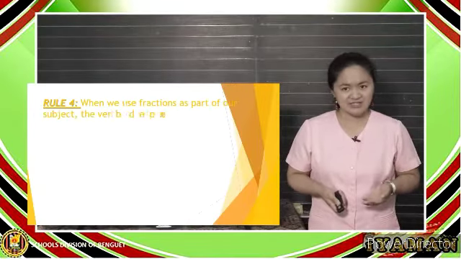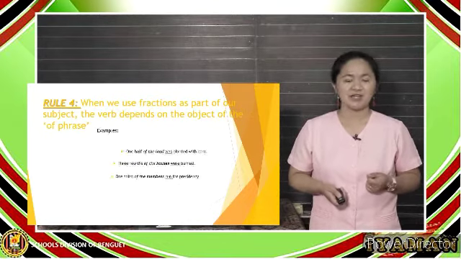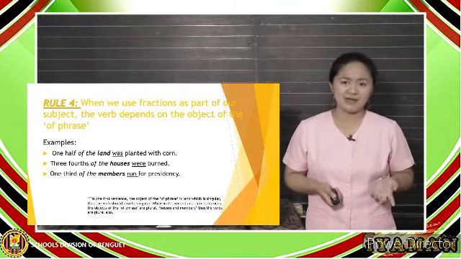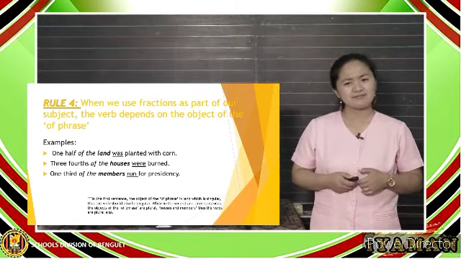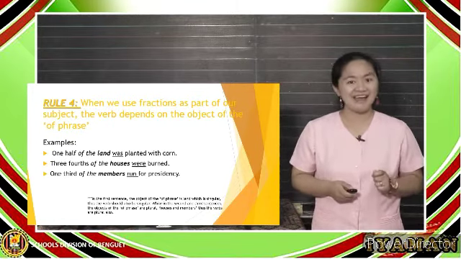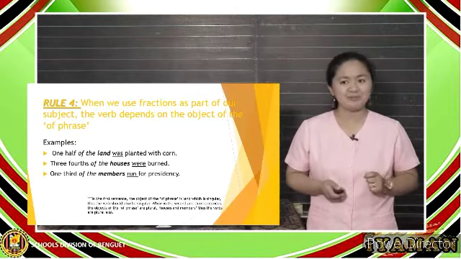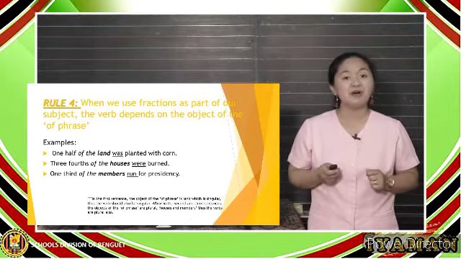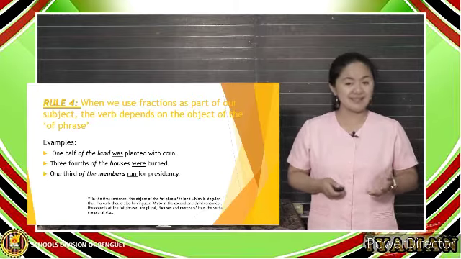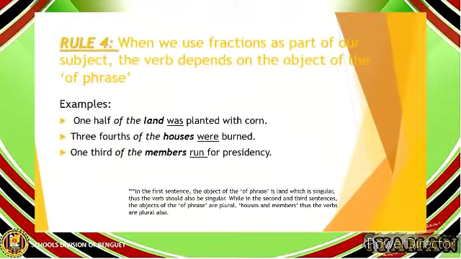When we use fractions as part of our subject, does the verb depend on the object of the of phrase? Yes, you're right. The number of the verb depends on the object of the of phrase. Let's study the following sentences. 1/2 of the land was planted with corn. Second sentence, 3/4 of the houses were burned. 1/3 of the members run for presidency.